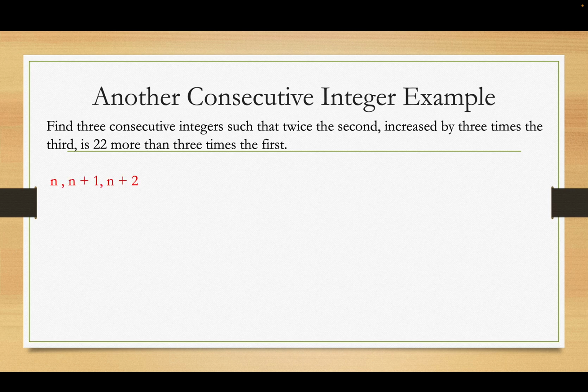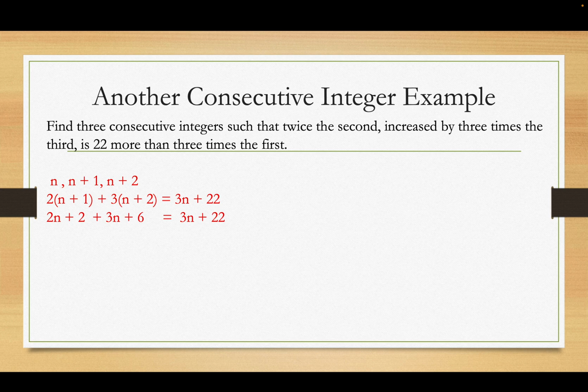n, n plus 1, and n plus 2 represent the 3 numbers. Twice the second, plus 3 times the third, is 22 more than 3 times the first. Distributing: 2n plus 2 plus 3n plus 6 is 3n plus 22.